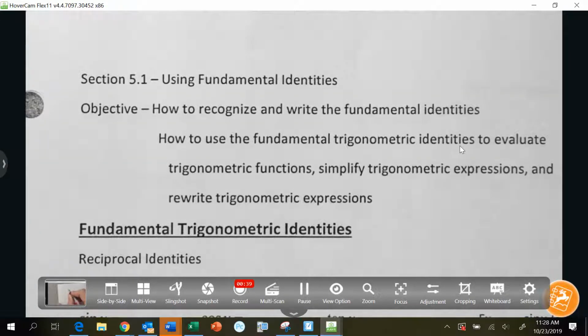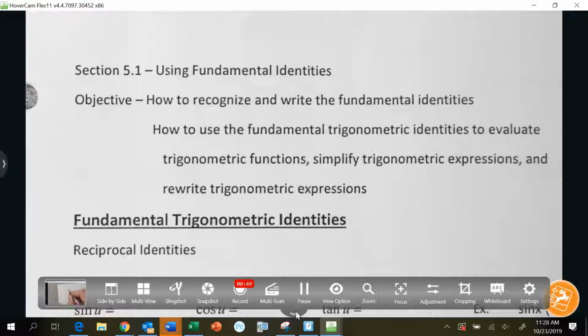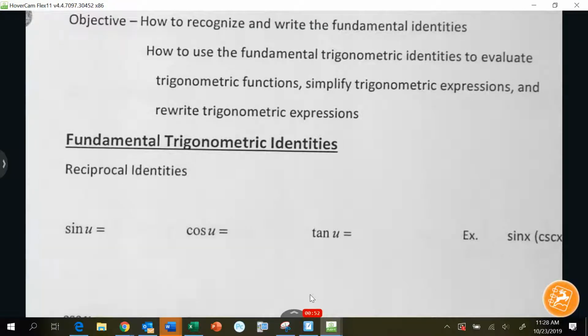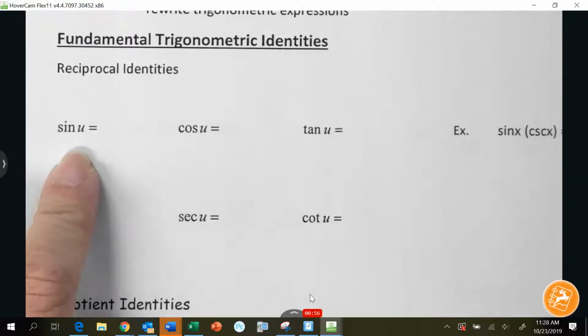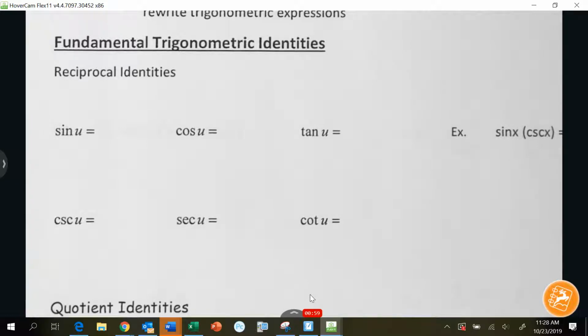All right. The first thing we want to talk about is, identities are things that are completely equal to each other. So the first ones we're going to talk about are just simple reciprocal identities. Sin u, when I talk about reciprocal, sin u is equal to what? What do we know about reciprocals and sine? What do you yell out when I say the reciprocal of sine? Cosecant, the CSC.